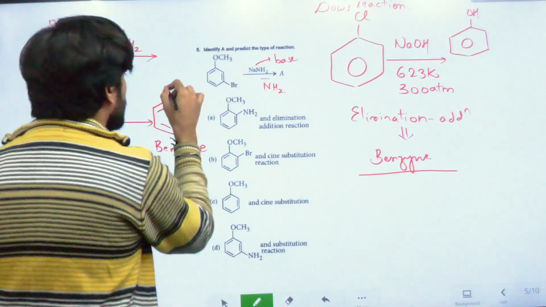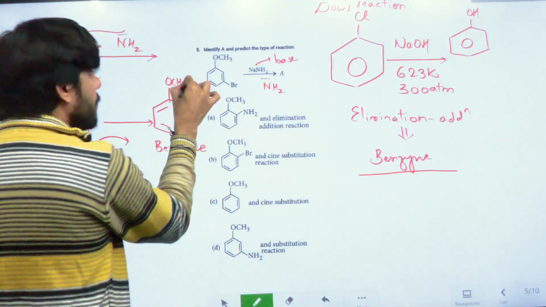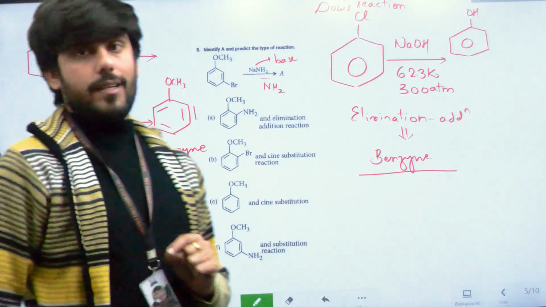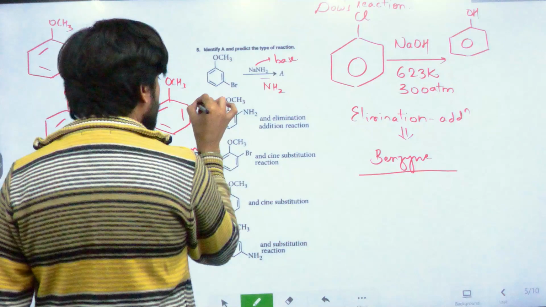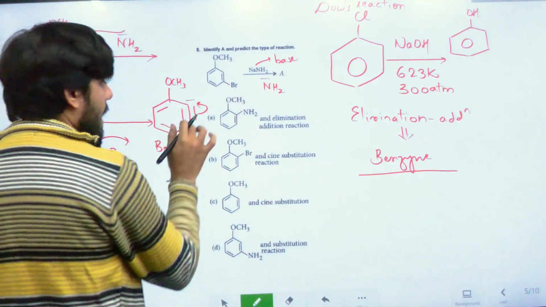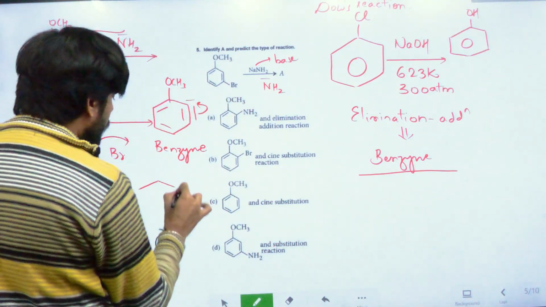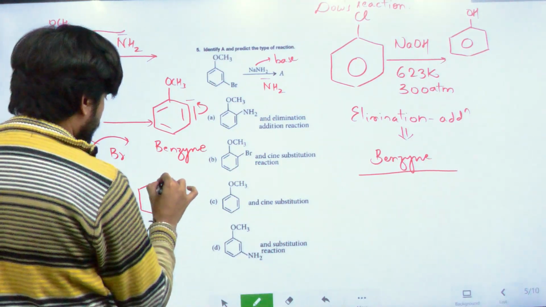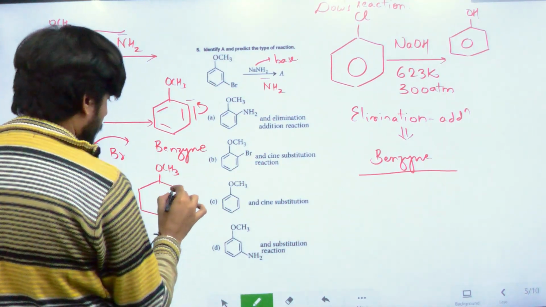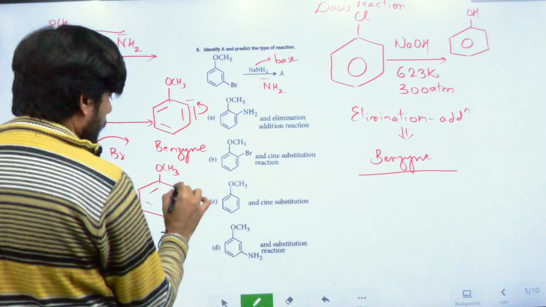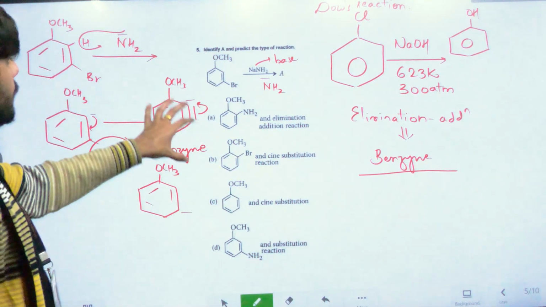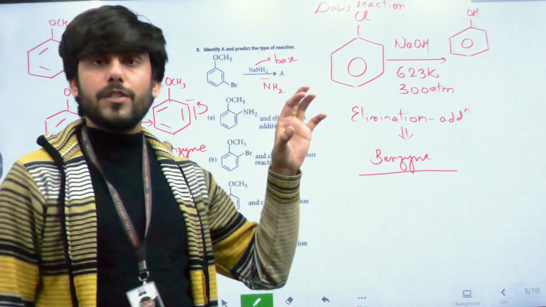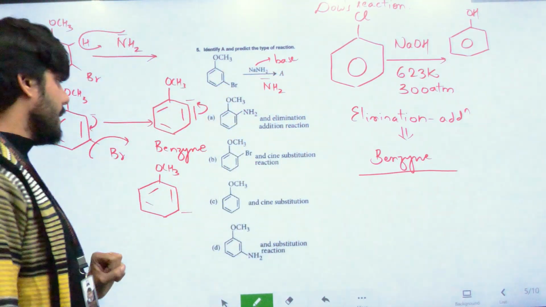Now we have two possibilities. I can break it in this manner, that I have a negative over here and a positive over here, or I can also break it in this manner, that I have negative over here and positive. So basically, for the formation of carbanion, I have two possibilities.